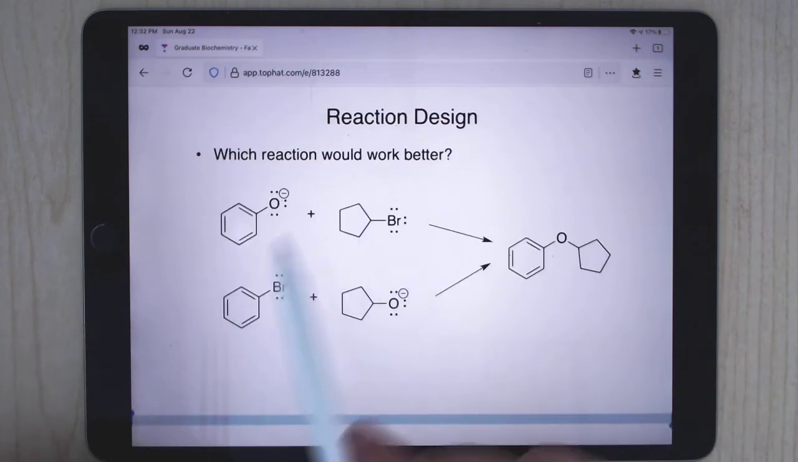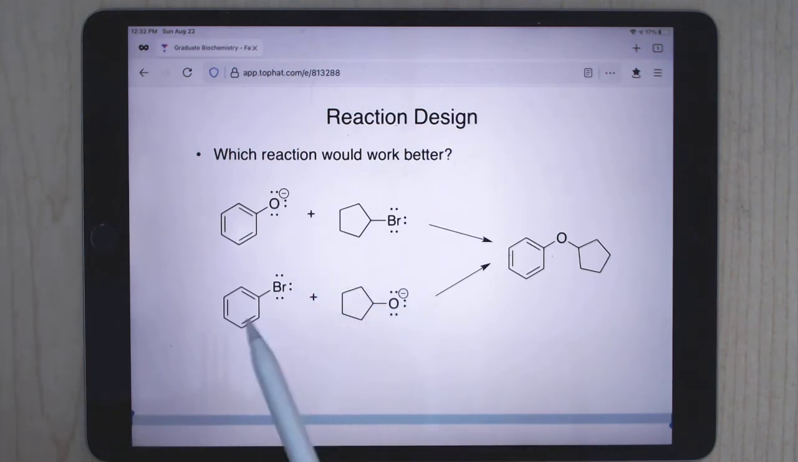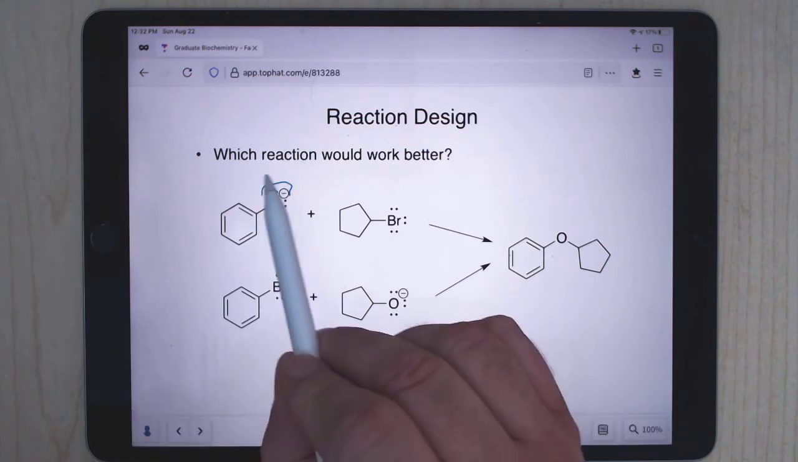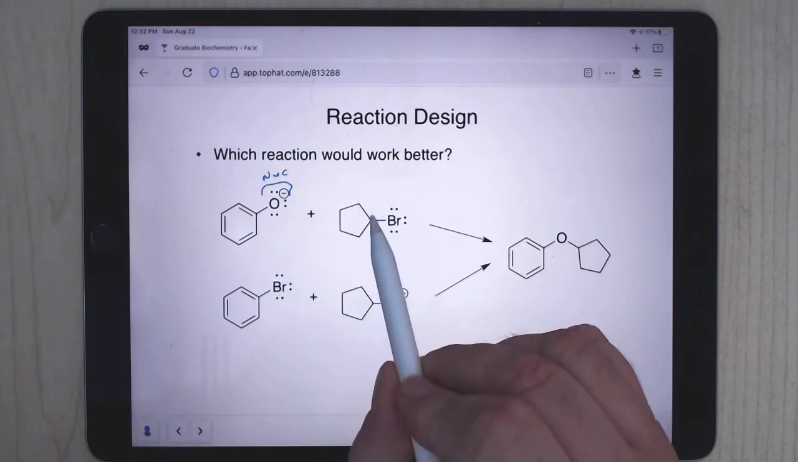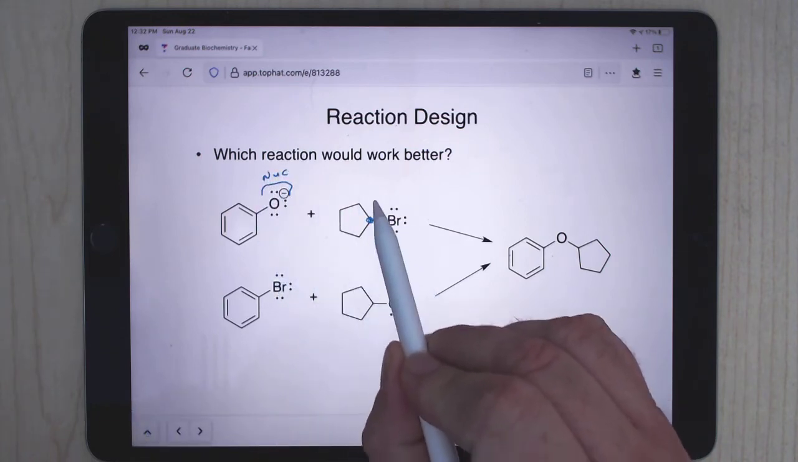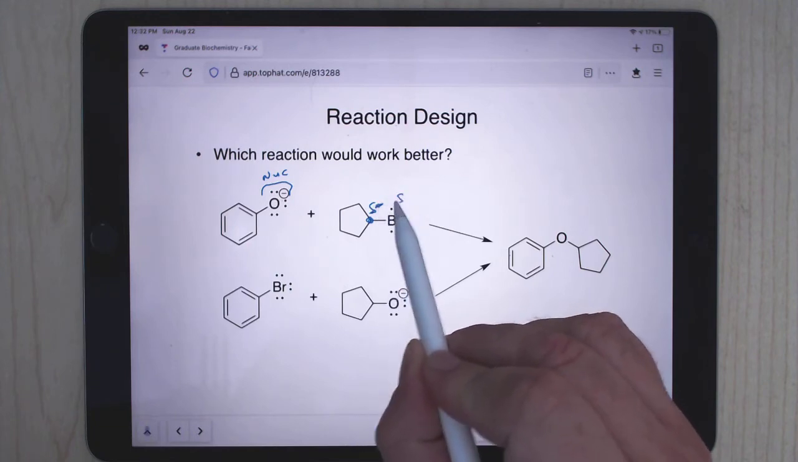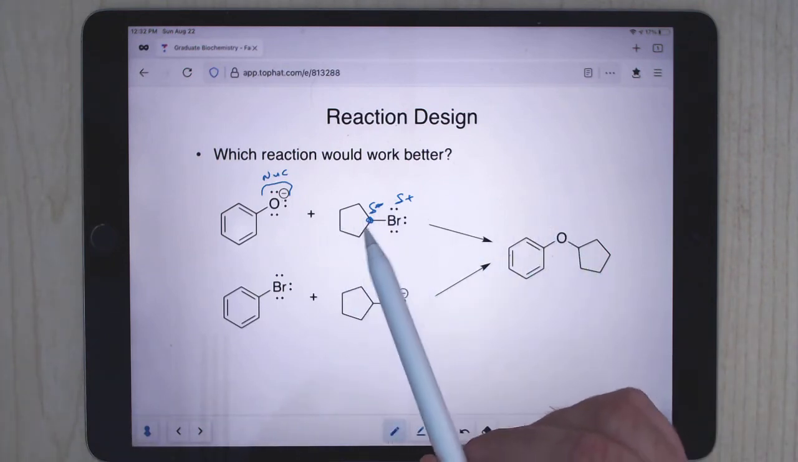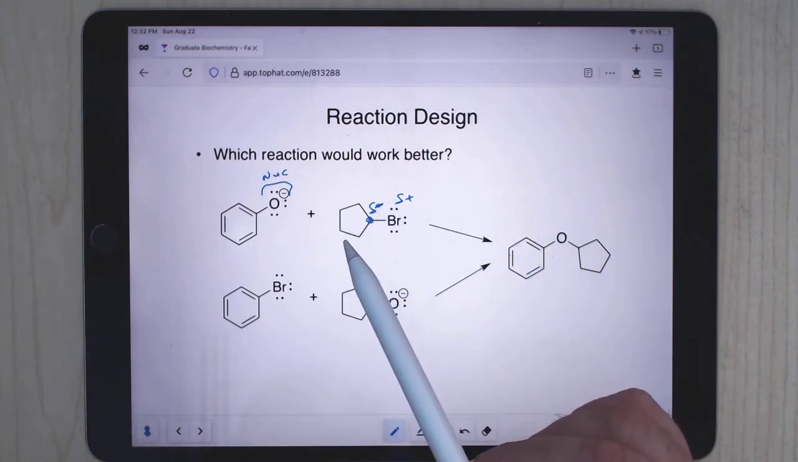So if you're looking at this one, which one would be better? Well, okay. So for this top one, here's the nucleophile, so it's going to be reacting here. Negative, positive, right? And so we're going to make that bond. It's a secondary leaving group, so that's not fantastic. That's not very good.